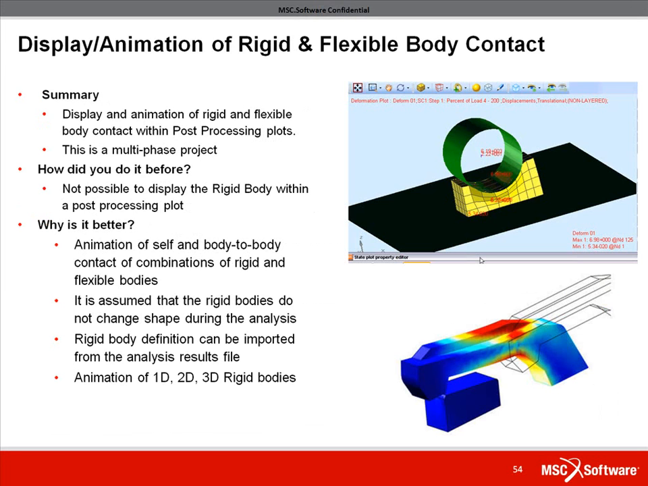With the SimXpert 2010 release, we have also introduced the capability to display and animate rigid and flexible body contact within the post-processing plots. Previously, this was not possible. It was not possible to display the rigid body, and now with SimXpert 2010, we have the capability to animate 1D, 2D, and 3D rigid bodies, and animation of self and body-to-body contact of combinations of rigid and flex bodies.